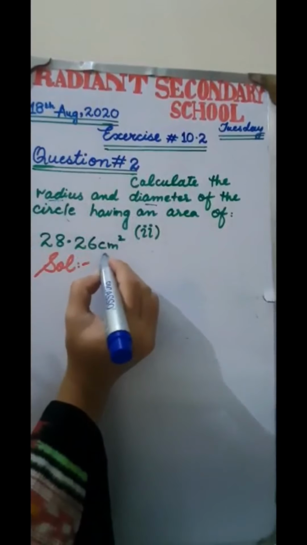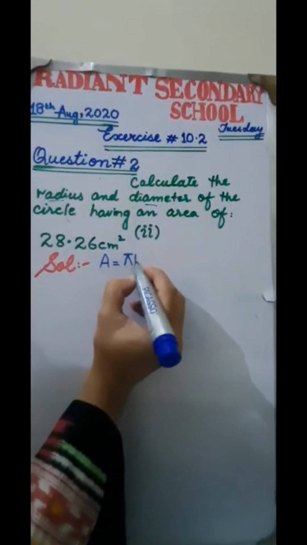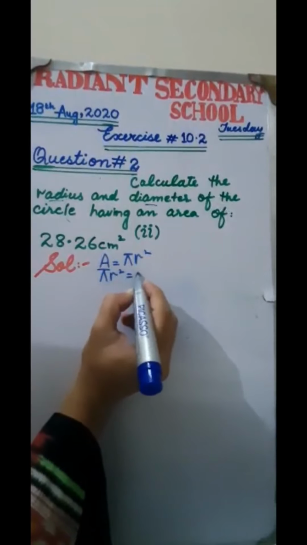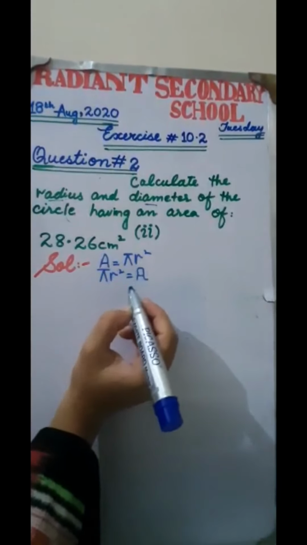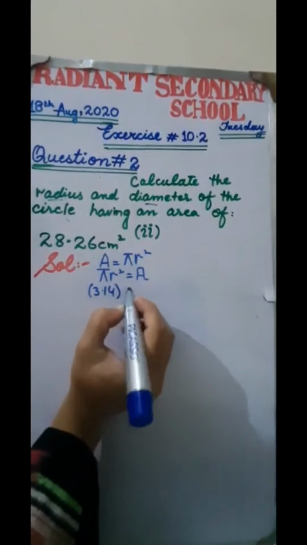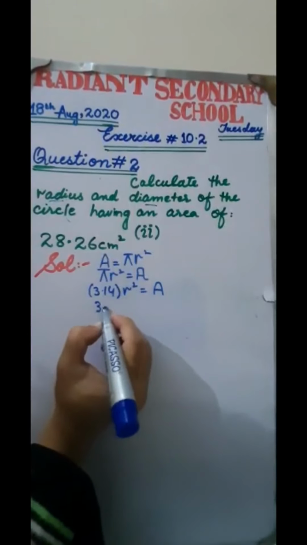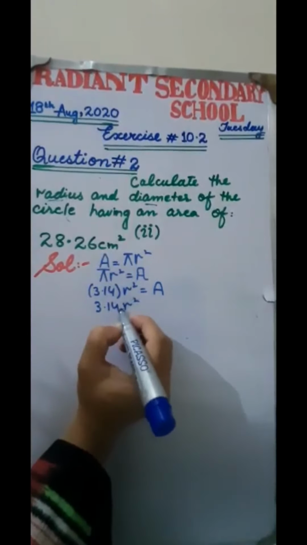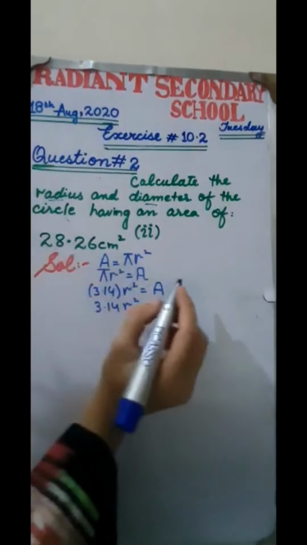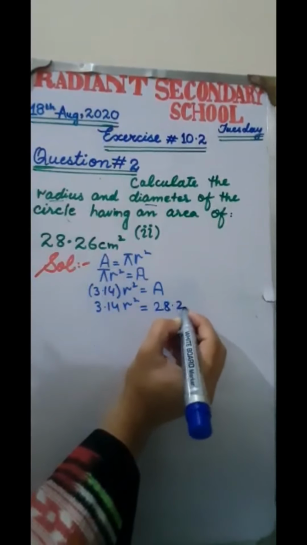First of all you have to write the formula of area. Area is equal to pi r square, and you can also write it like this: pi r square is equal to area, it doesn't matter. Now you have to put the value of pi here. 3.14 multiplied by r square is equal to A. Area is given in the question as 28.26. In place of A, meaning area, you have to put 28.26.